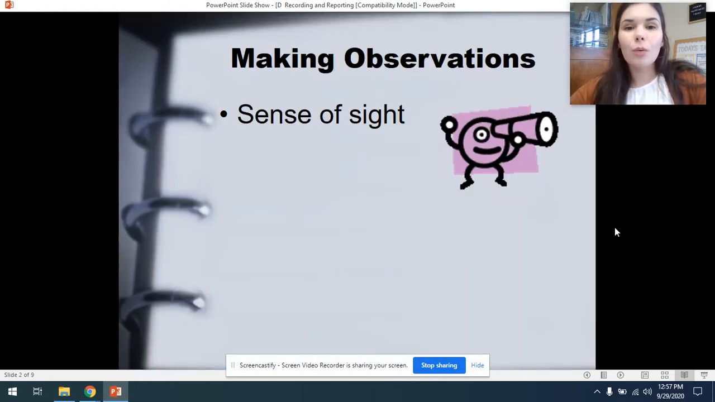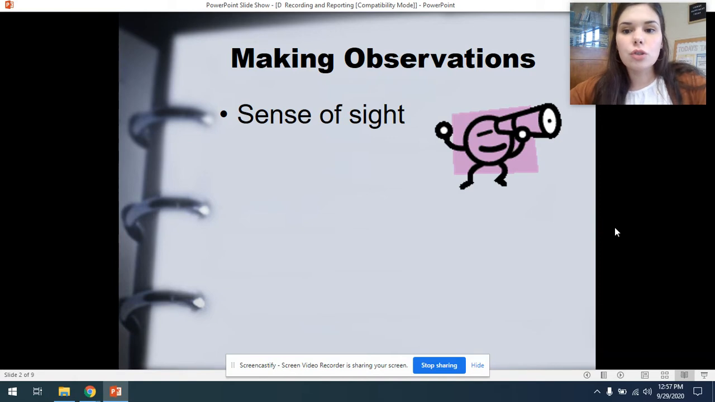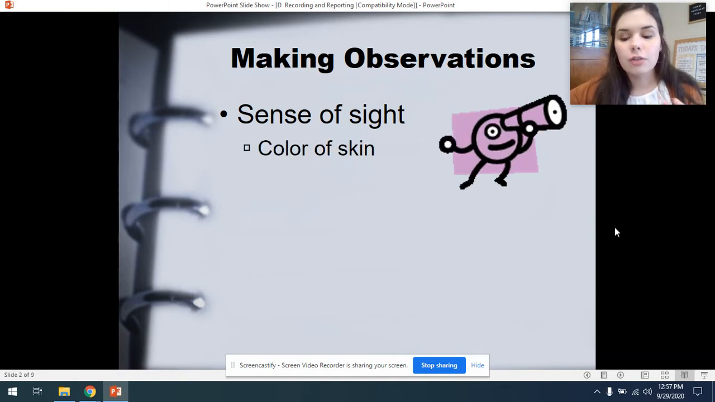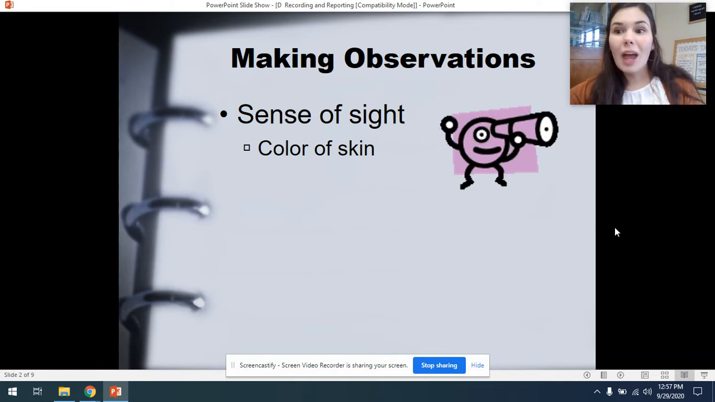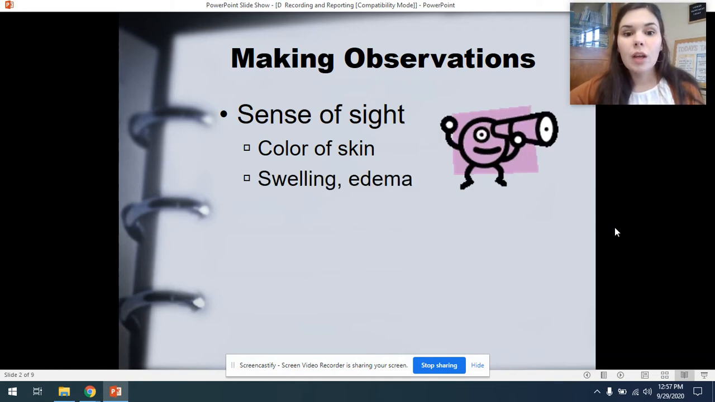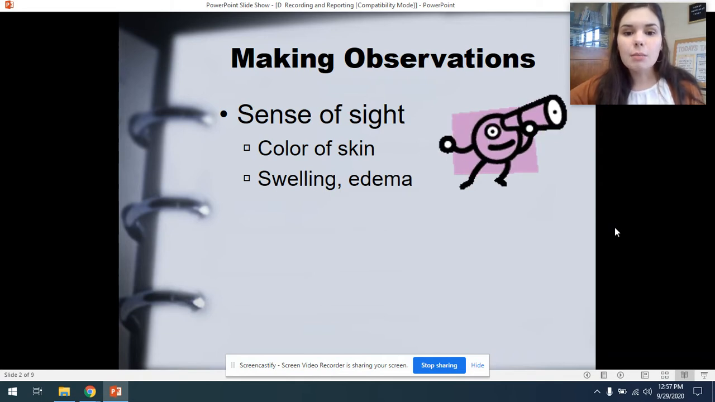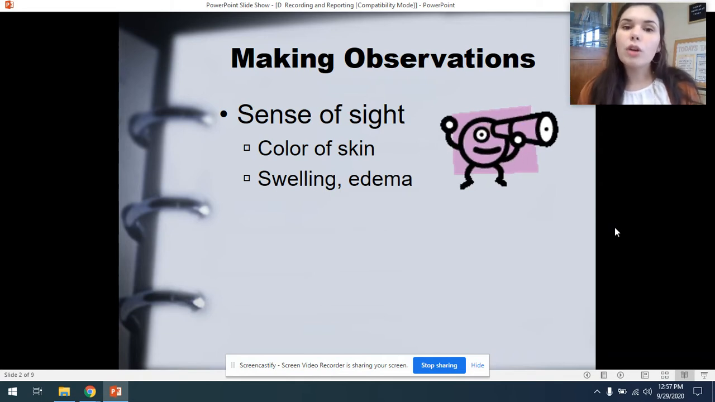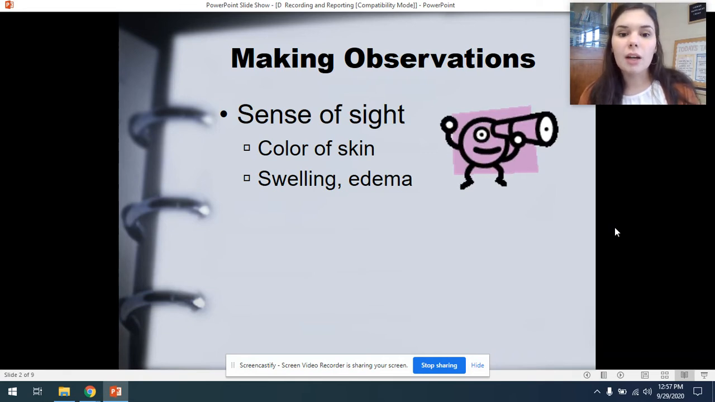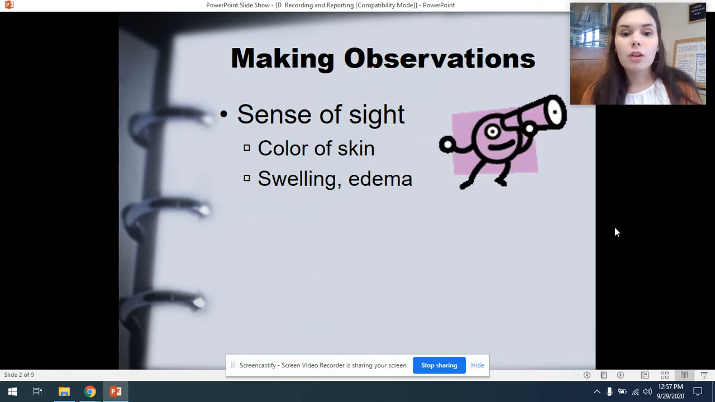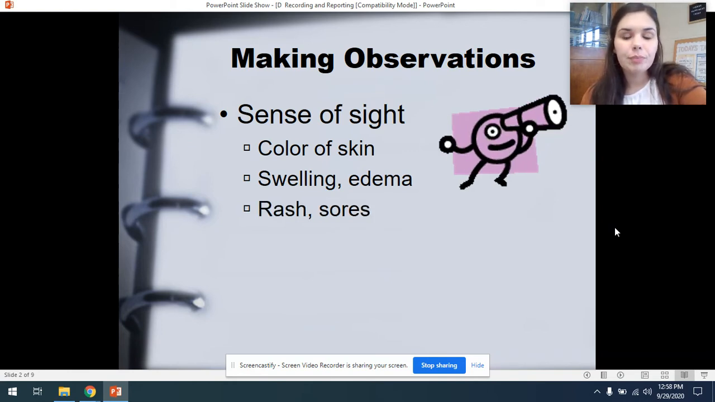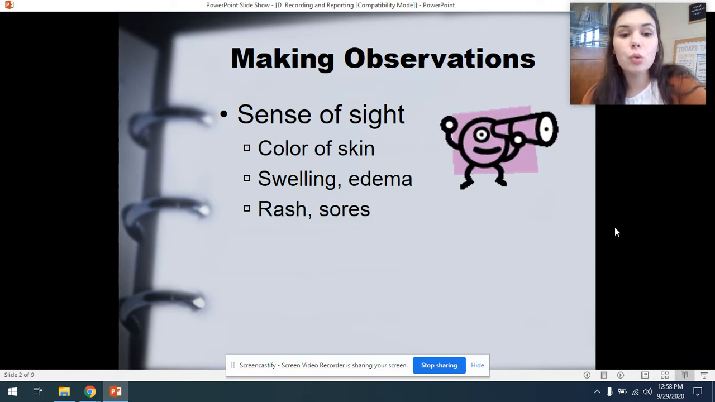The first way that we make observations is using our sense of sight. And this can include looking at the color of someone's skin. Maybe it's red and flushed, or maybe it has a bruise that is visible. We look at swelling and edema. Edema is just a fancy medical word for swelling. So maybe we can tell that a certain area of the body is more swollen than others. Maybe we can see some fluid buildup in certain areas of the body. We look for rashes and sores.